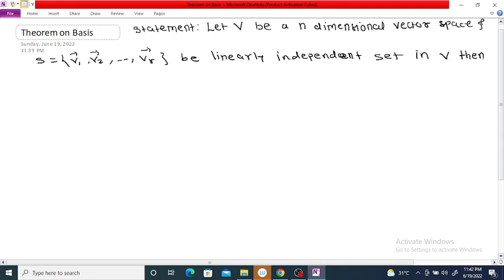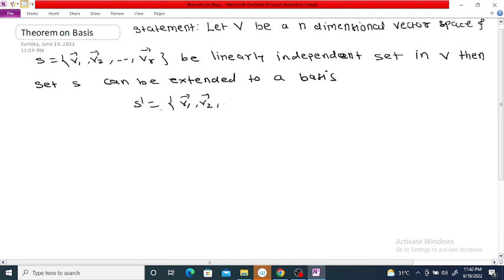then the set S can be extended to a basis S dash = {v1 bar, v2 bar, ..., vr bar, vr plus 1 bar, ..., vn bar} of V.